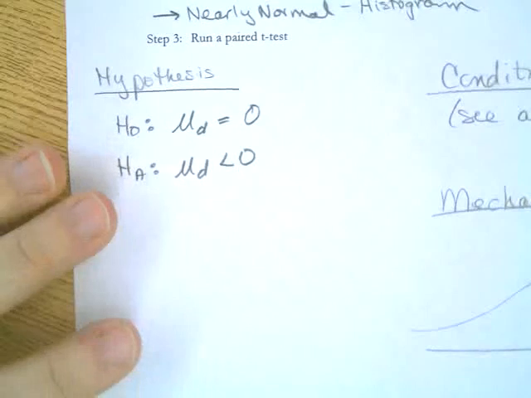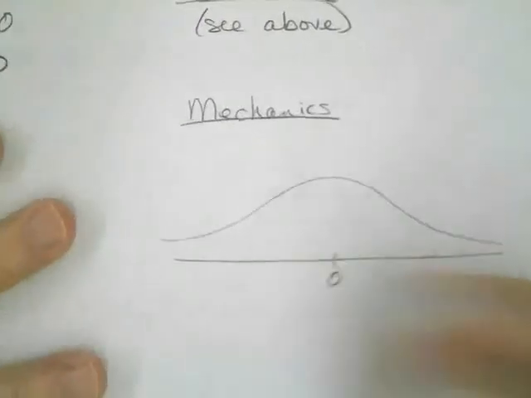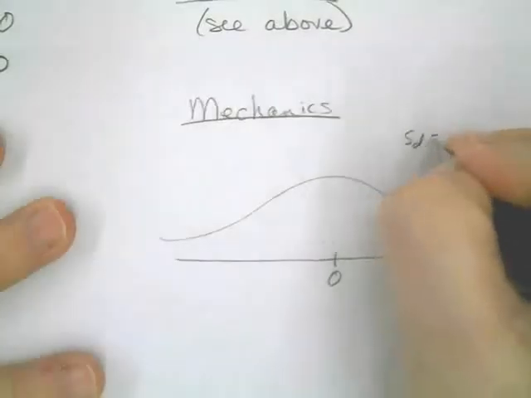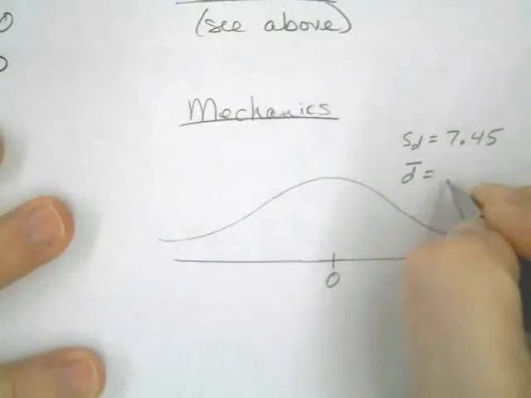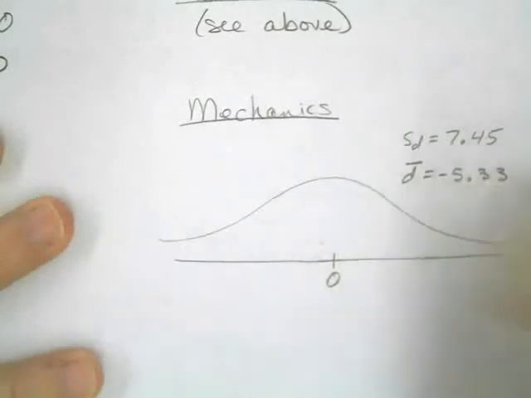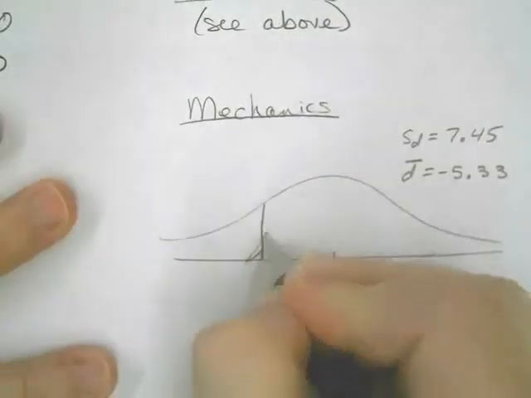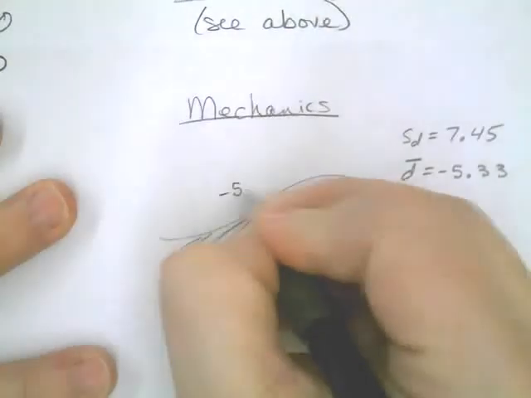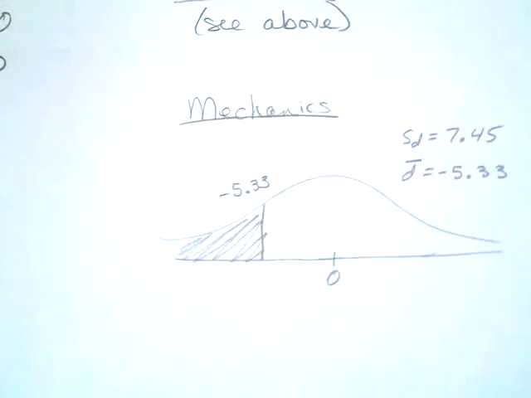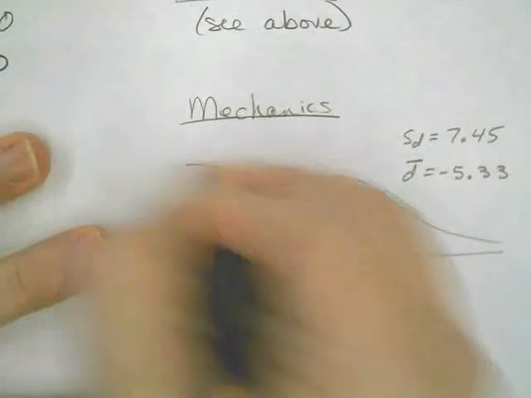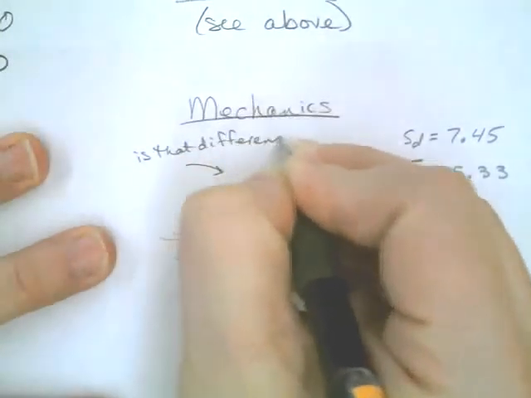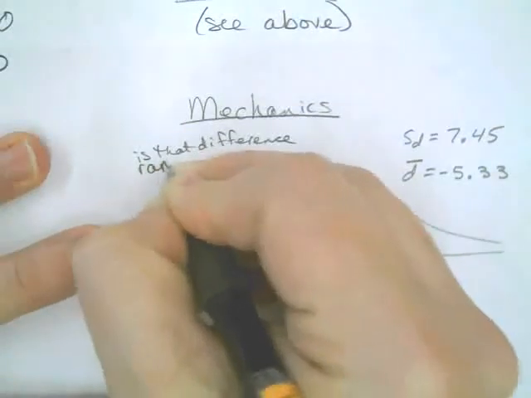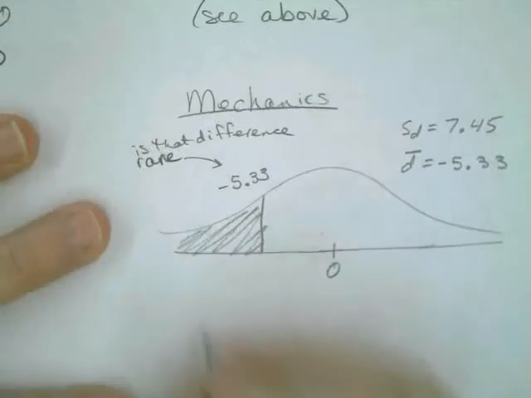Okay? All right, and then here the mechanics, it's based off the mean of 0. Remember that we already found our standard deviation of 7.45, and we found that our mean for that data was negative 5.33. And so we're going to see what happens. I'm not drawing it real accurately, but we know it's right over here on the left. Okay, and so we're trying to find out, is that difference rare? How rare is it to get a difference of negative 5.33? So we're going to have to run a t-test.